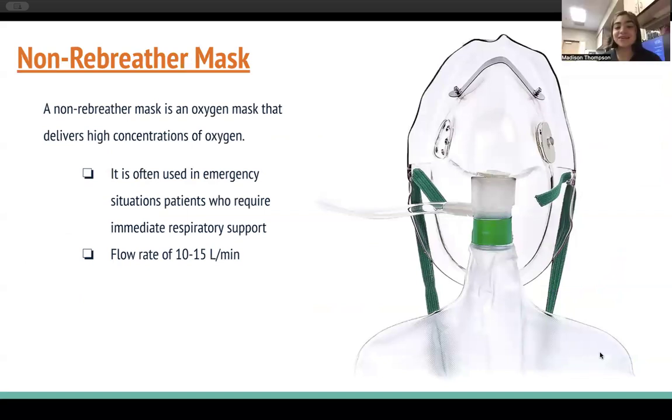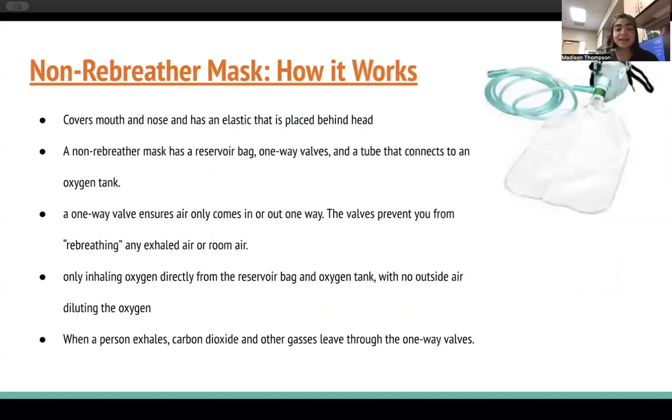Okay, so I had the non-rebreather mask, and basically this mask is used to deliver very high concentrations of oxygen. It's used most commonly in emergency situations, and it has a really high flow rate of about 10 to 15 liters per minute. So the non-rebreather mask works by covering the mouth and the nose, and then it has an elastic band that goes behind the head, keeping it in place.